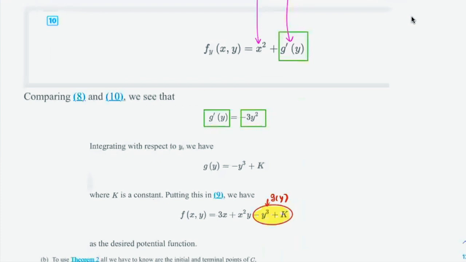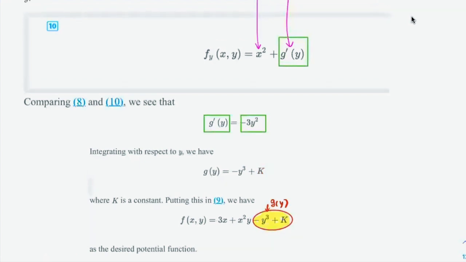Now, once you have this equation, we're going to integrate both sides with respect to y. The antiderivative of this with respect to y is negative y cubed. Now we add a constant because this is a function of y only, so there's no x involved. This is a function of one variable, y. So here is a constant k, a number.